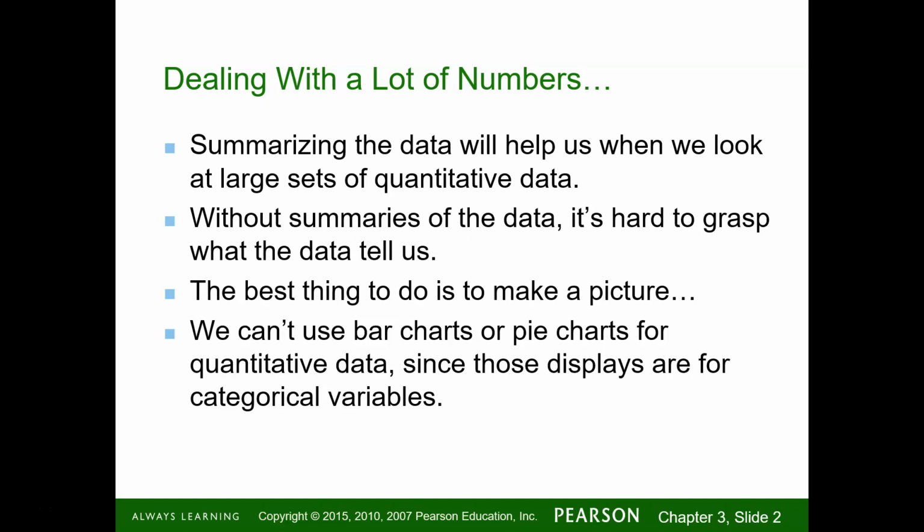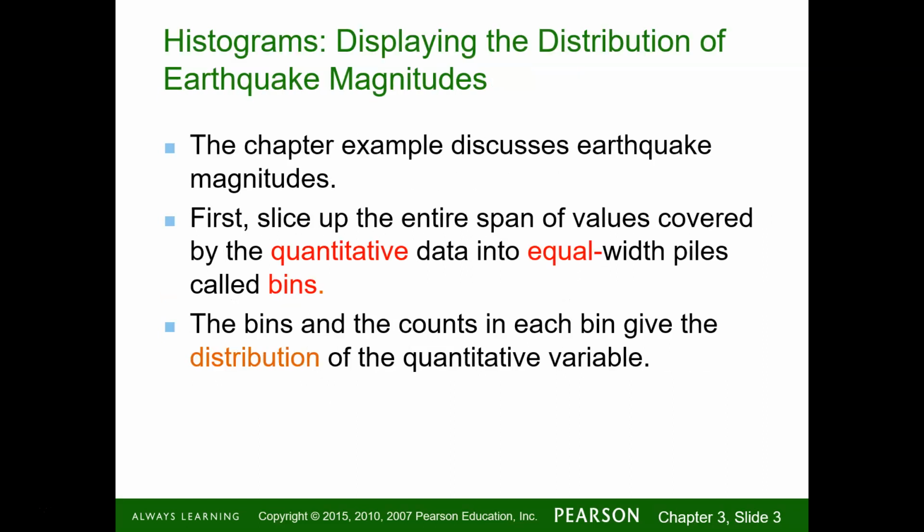Without the summaries, it's hard to grasp what the data is trying to tell us. So the best thing you can do is make a picture, like a graph. We can't use bar charts and pie charts for quantitative data since those displays are for categorical data. So we're not going to use bar charts and pie charts anymore. We're going to start using histograms now. The chapter example they're using discusses earthquake magnitudes.